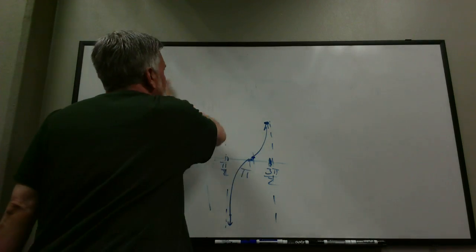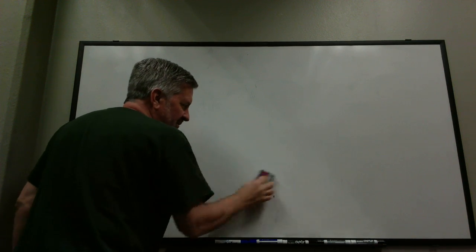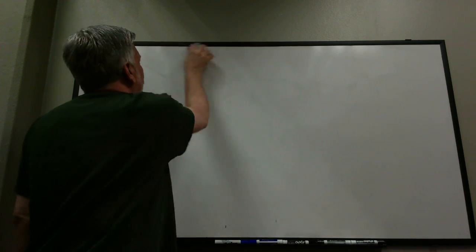Everything we did before still applies. Everything we did with sine and cosine still applies. The vertical shifts work the same. The horizontal shifts work the same. Beware, you may have to factor. Okay. The reflection works the same. You'll see. Let's do an example.